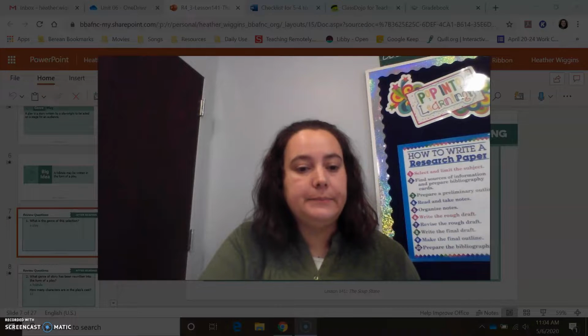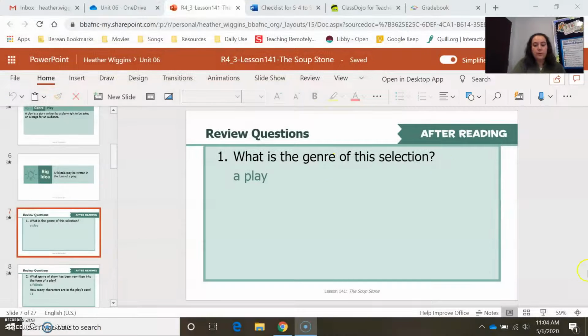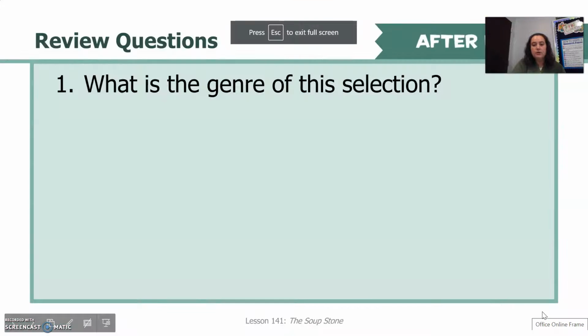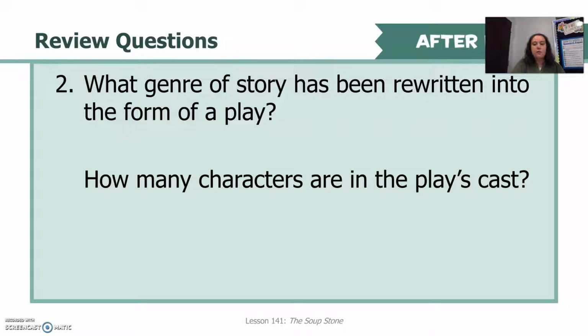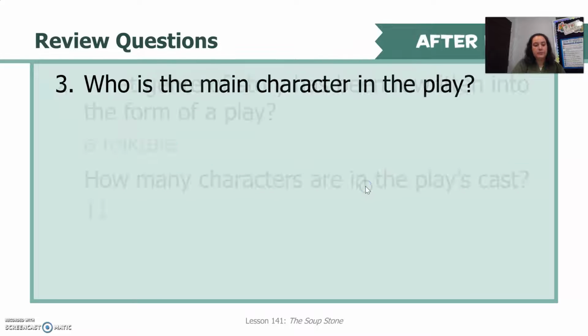Now, let's move to reading. Let's review from our story yesterday. We were reading about the stone soup. And what genre is this? This is a play. What genre of story has been written into the form of a play? It was a folk tale originally before they wrote it as a play. How many characters are in the cast? There are 11 different characters.